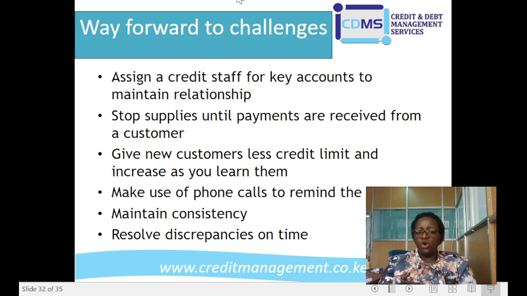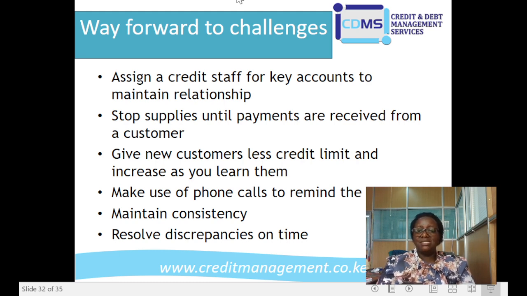Make use of phone calls to remind the customers. Do not shy off from asking. Those who ask, they receive. Make sure that you are reminding, you are contacting them, either through SMS, telephone calls, or visits, all manner of strategies. Make sure that there is constant communication with your customer. Maintain consistency. That is also very key.